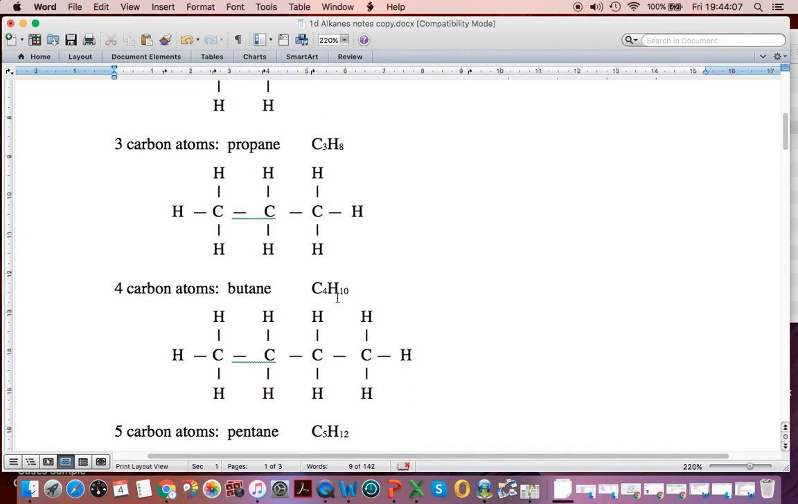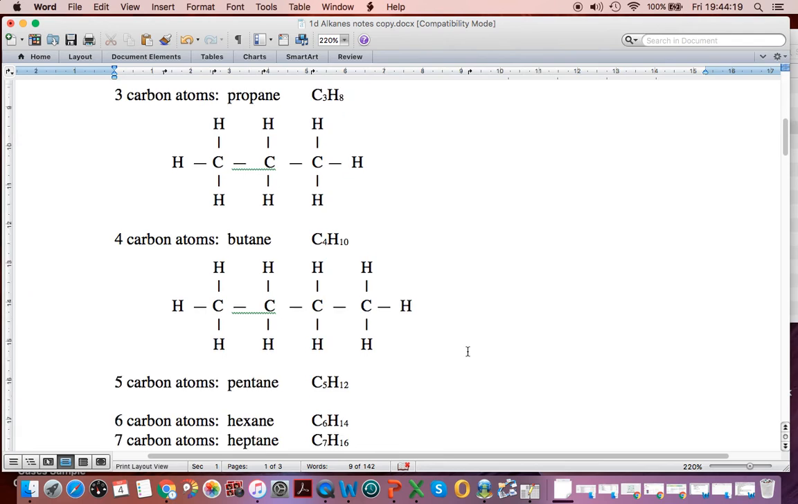When we get to butane, we have C4H10. And what we see is the end carbons again have 3 hydrogens, and the middle ones each have 2. They all have 4 bonds around them. And we have our longest chain at 4 carbons in a row.